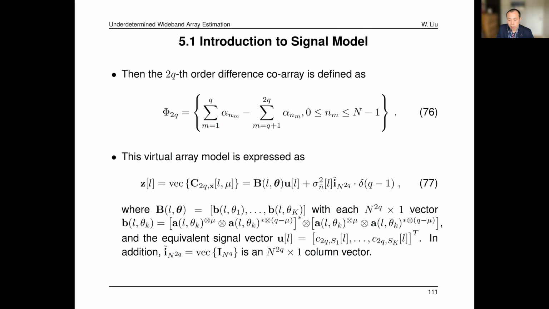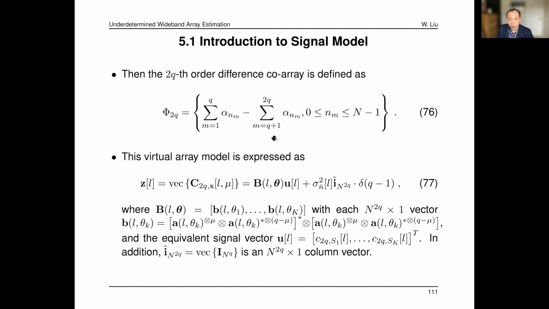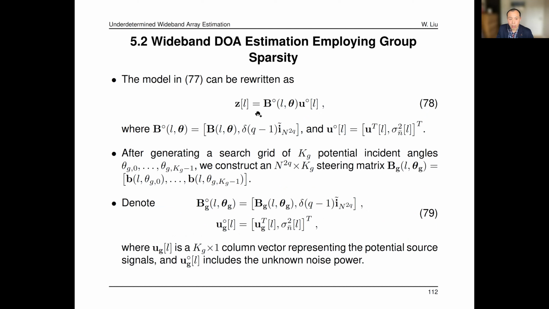And then you can further simplify this by combining, as before, merging this noise part into this to generate a new steering matrix. So you have this new model. Add the noise part to this to form a new steering matrix, and add the noise part to the source signal, so you have a new source signal vector.